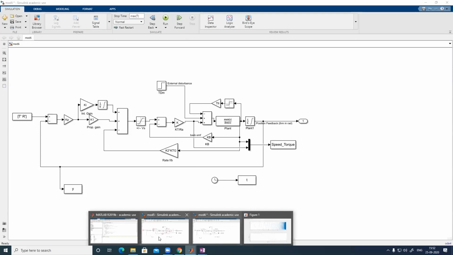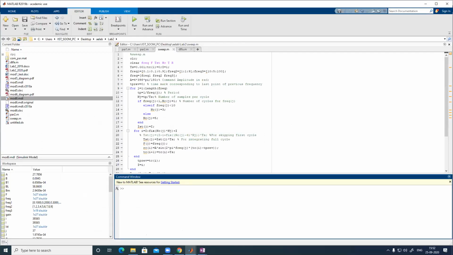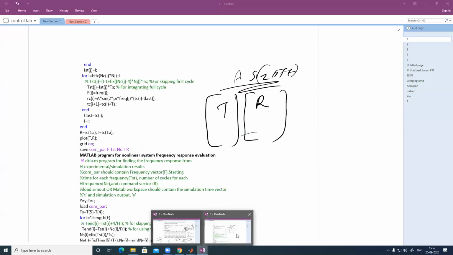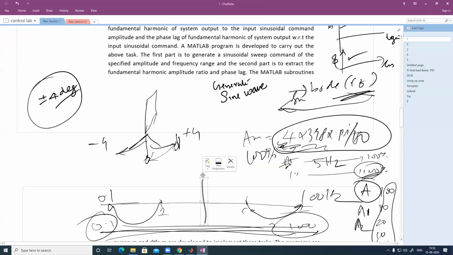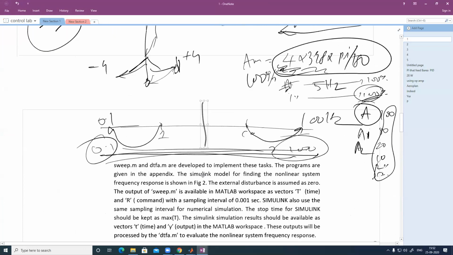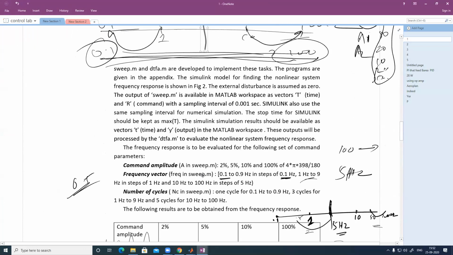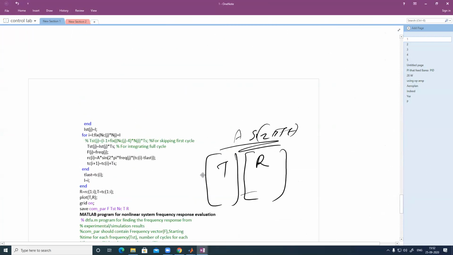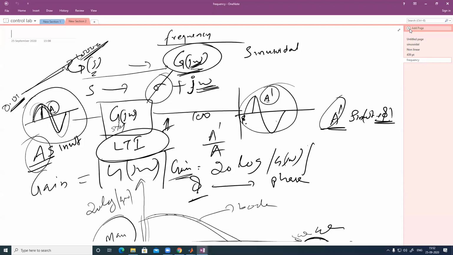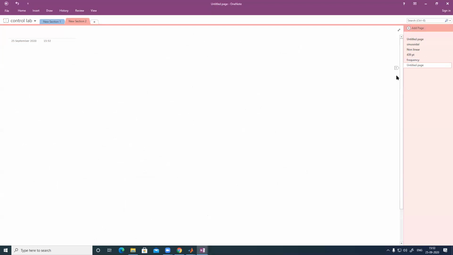Then you have to do the DTFA. DTFA is actually doing Fourier analysis of the fundamental harmonics of the sine wave. Sir, what will Fourier analysis do, sir? It takes the output and finds the value of the fundamental harmonic, meaning the same frequency that we have applied, that frequency component will be taken from the output.